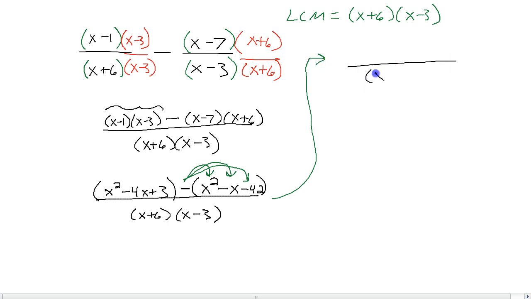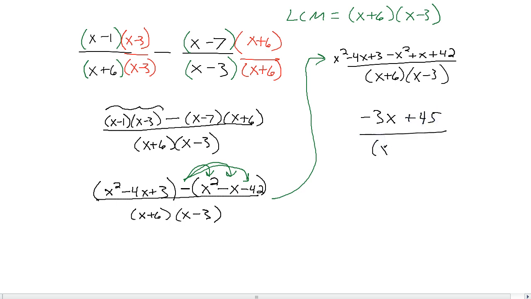Denominator is the same, x plus 6, x minus 3. Numerator becomes x squared minus 4x plus 3 minus x squared plus x plus 42. So when I put that all together, I have x squared minus x squared, that's 0. Negative 4x plus x, that's a negative 3x. A positive 3 plus a 42, that's plus 45. And my denominator is x plus 6 over x minus 3.